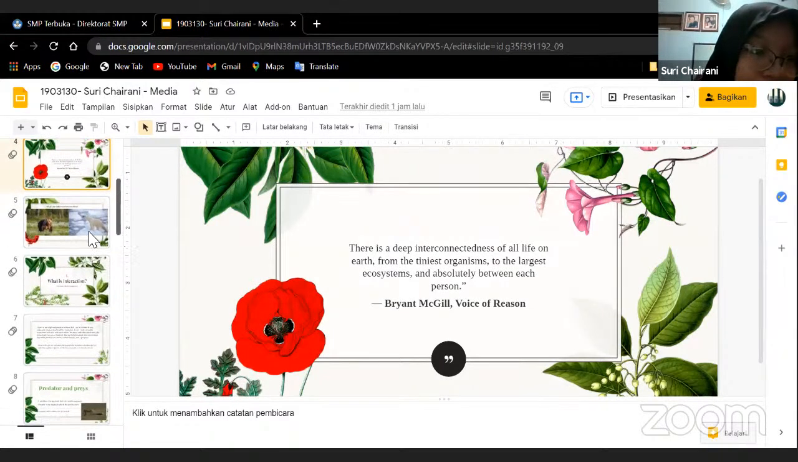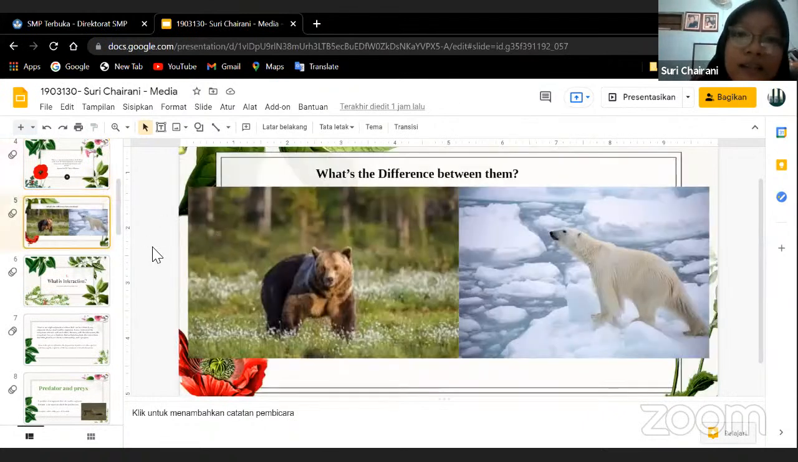And then we jump to this slide. So there are 2 pictures of bears. On the right side is the polar bear, and the left side is a brown bear. Can you explain to me what the difference between them is?